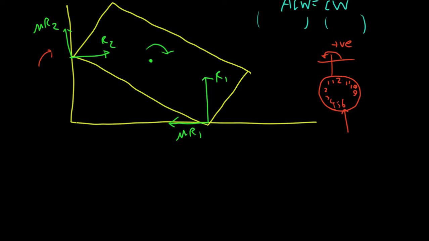So what we're going to do when we take moments is write all the moments on one side of the equation. Any anti-clockwise moments will be positive, and any clockwise will be negative. We're going to write all the moments on the left-hand side and set 0 on the right-hand side, if that makes sense.